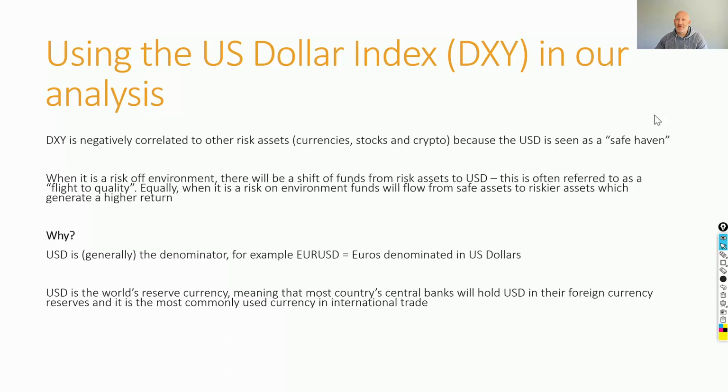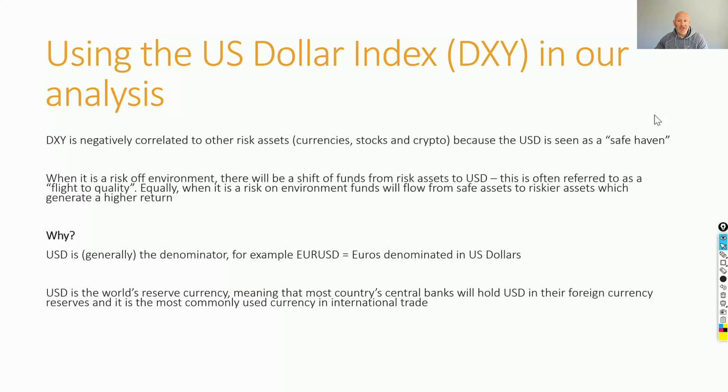So you'll often hear those terms bantered around when the markets are quite bearish and they're at cycle bottoms, for example. So equally or conversely, when it's a risk-on environment, you'll see money coming out of those safer assets, so out of US dollars, and go into risk assets because those monies are then looking for a higher rate of return. And so why is this the case?